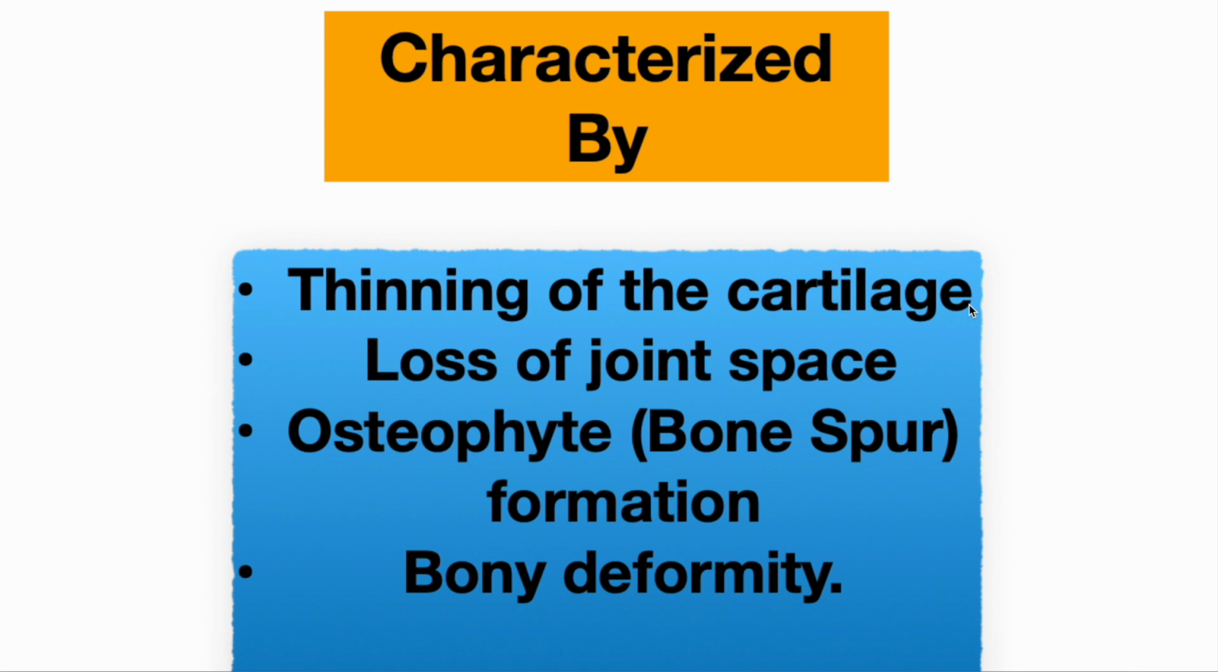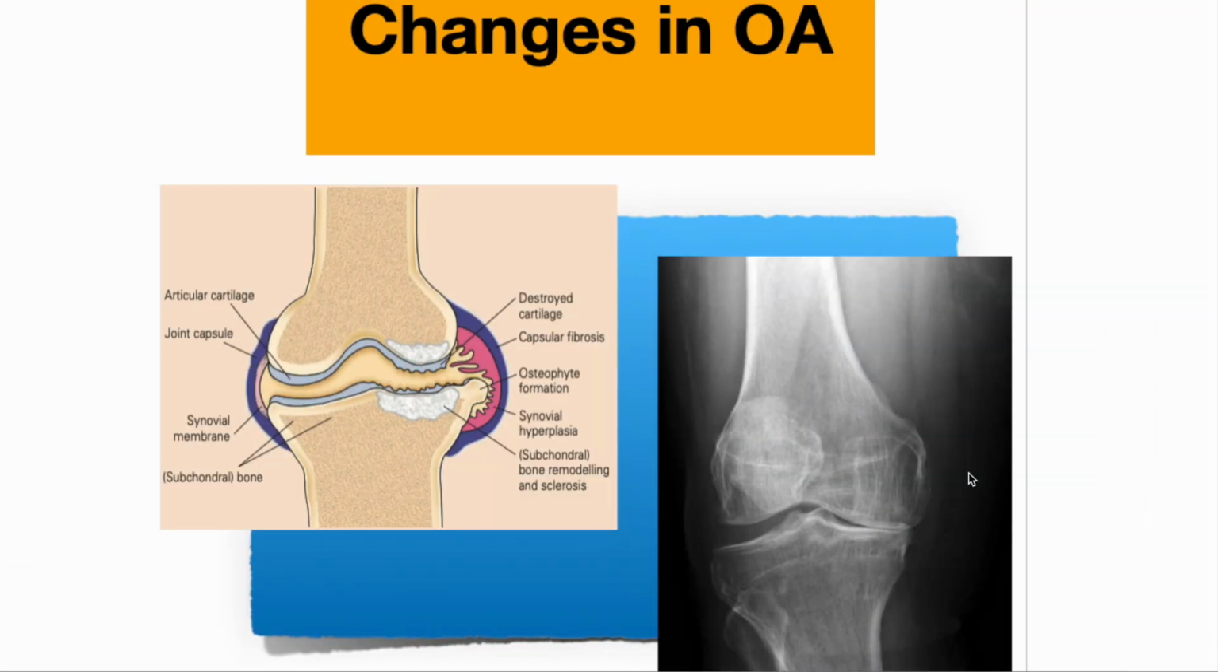Let's see what happens in osteoarthritis, or how it is characterized. Mainly, it starts with thinning of cartilage or cartilage damage, then loss of joint space. As a result of injury to the joint, there is osteophyte or bone spur formation. Ultimately, there will be bony deformity.